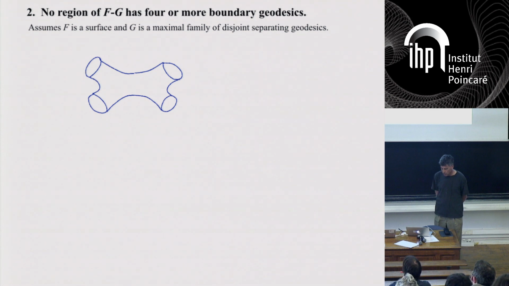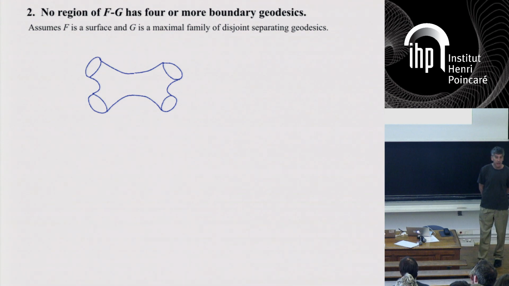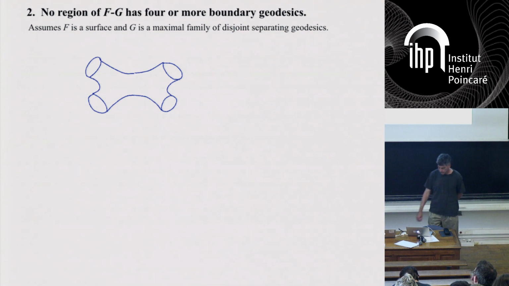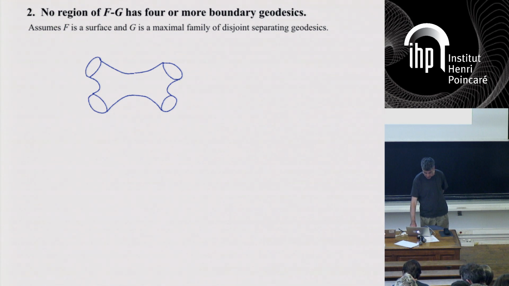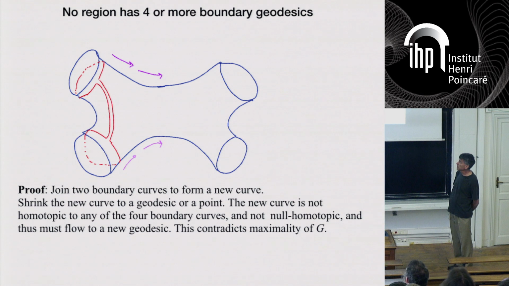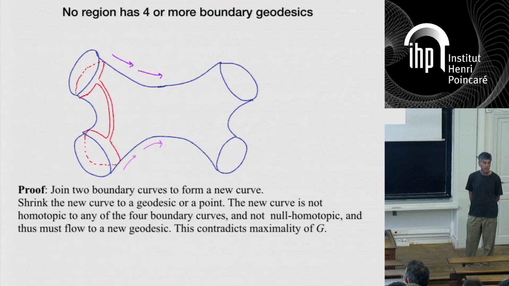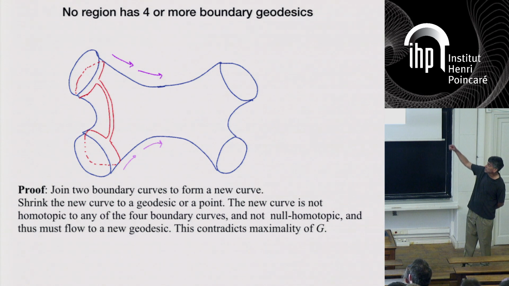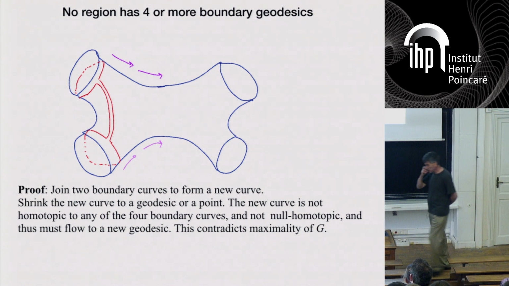Okay, so let's look at 4 or more boundary points and show that these kinds of regions never appear in our maximal family. So you take any surface and take this maximal collection of separating geodesics, you'll never see a region with 4 boundary curves. And the reason is, just take 2 of those curves and tube them together, join them together in this way, and you get a new curve, right, which is not homotopic to any of the boundary curves. In fact, it's homotopic to the curve in the middle that splits those boundary curves.